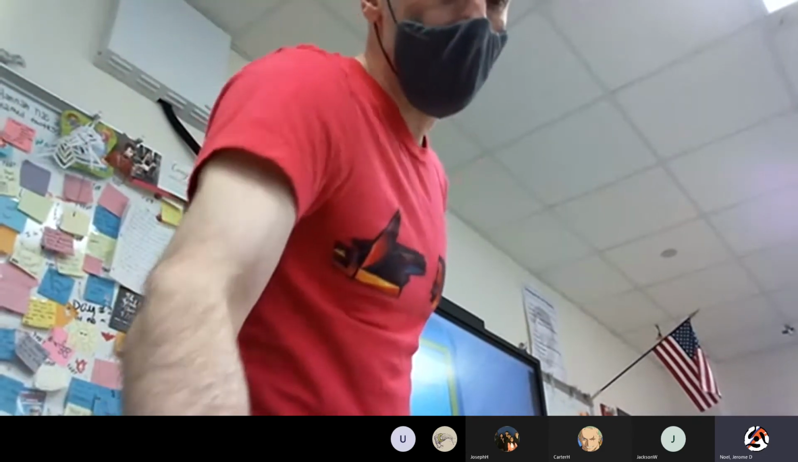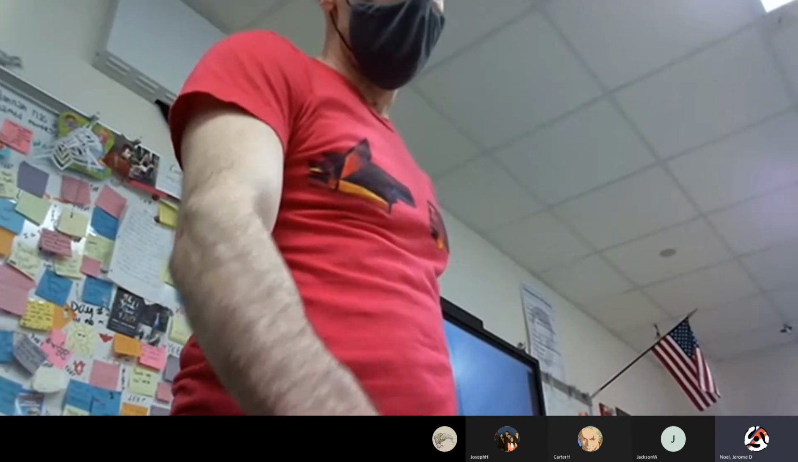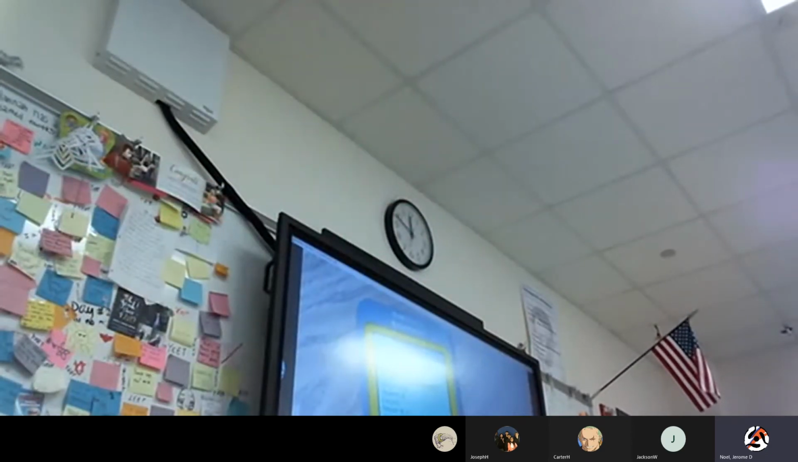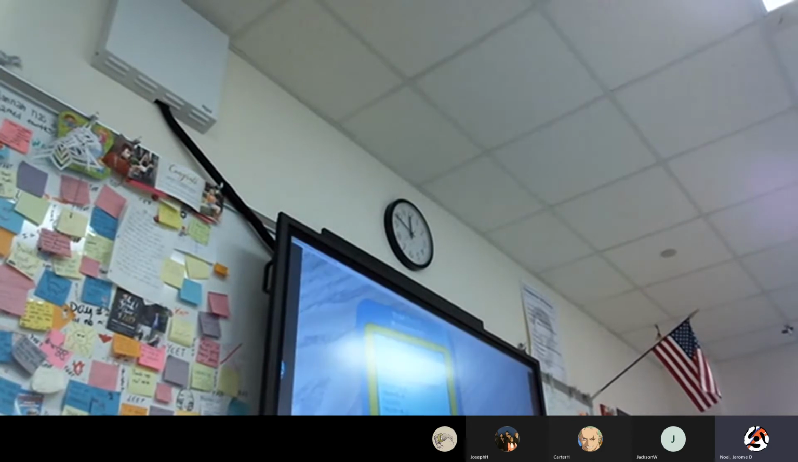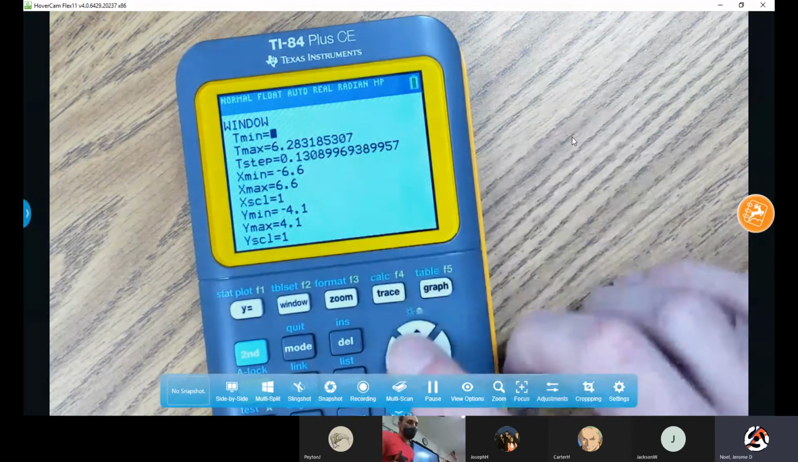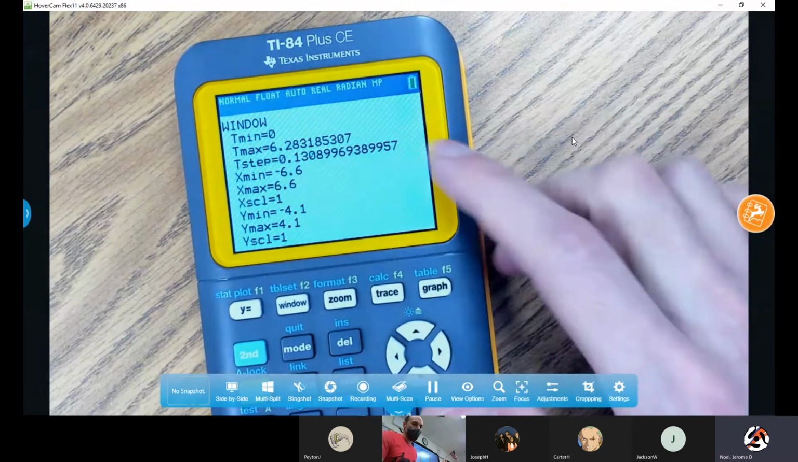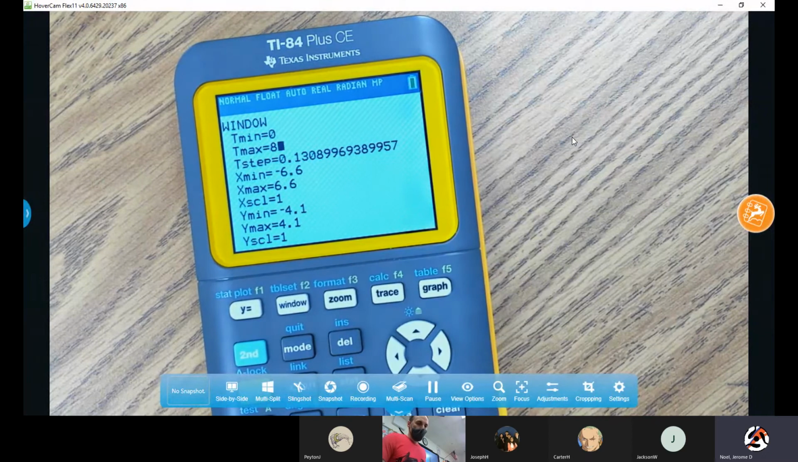So let's go to the window settings. Now you have something else: your T-min and your T-max, because that's the independent variable. Ours started with 0, which was good. This one looks like it's 2 pi. It normally goes from 0 to 2 pi. So let's put in 8 plus the square root of 70.